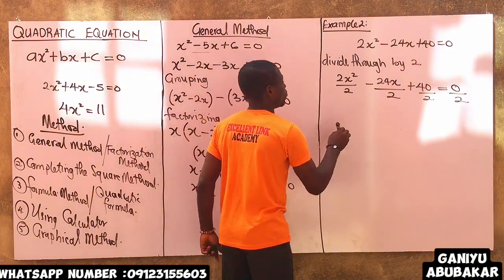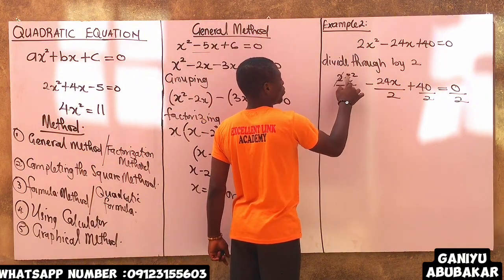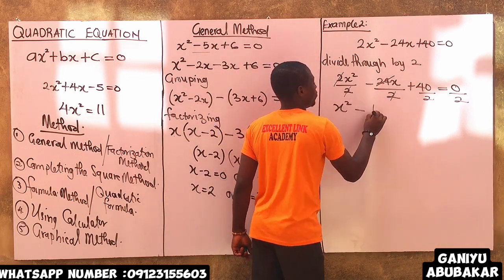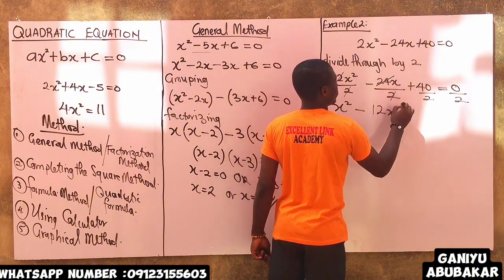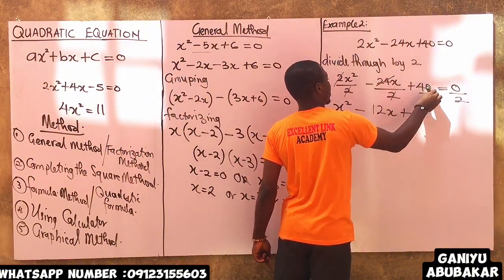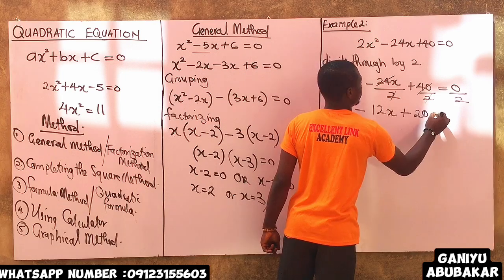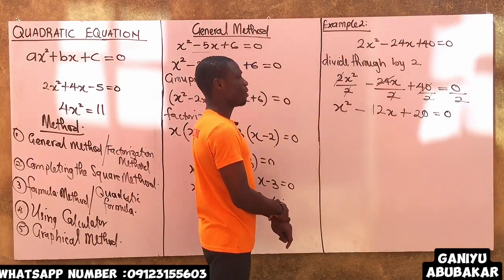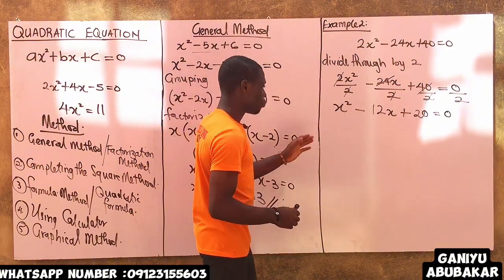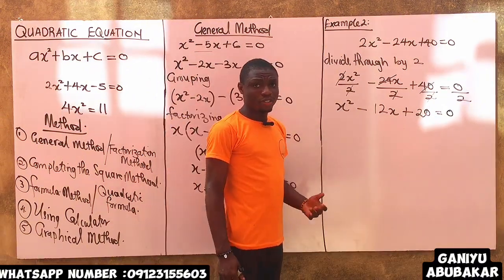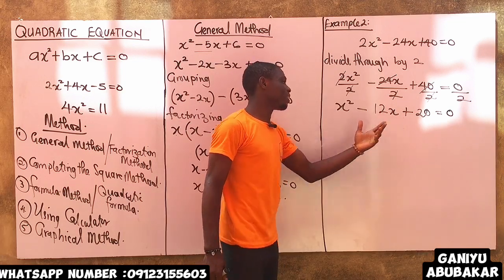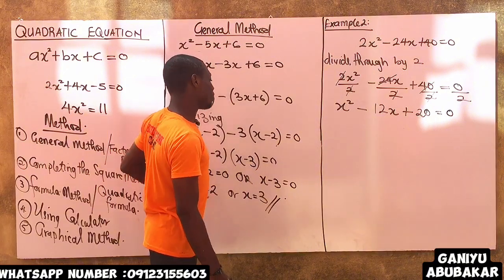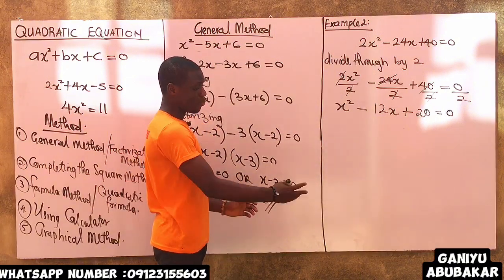From here, my next task is to simplify. 2 in 2 is 1, I have x squared left. Minus 2 in 24 is 12, I have 12x. Next, plus, if 2 divides 40, I'm left with 20, equal to 0 divided by 2, which is 0. Observe that this one now is like something of this nature, so I apply this concept all through here to get our two answers.